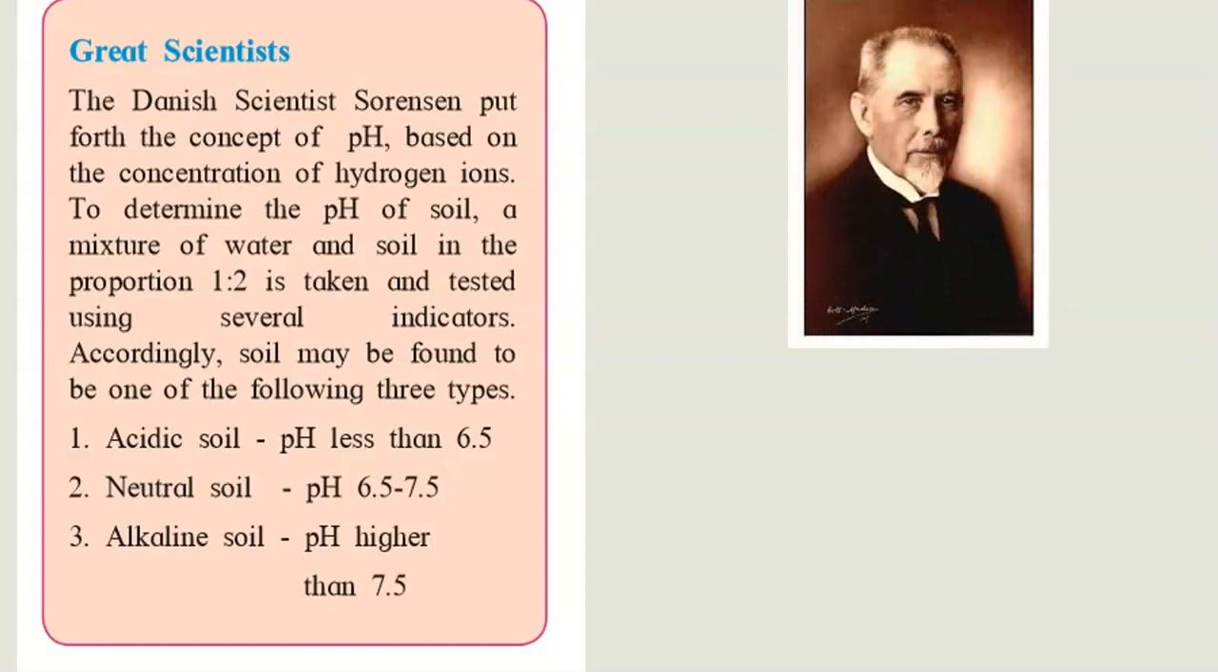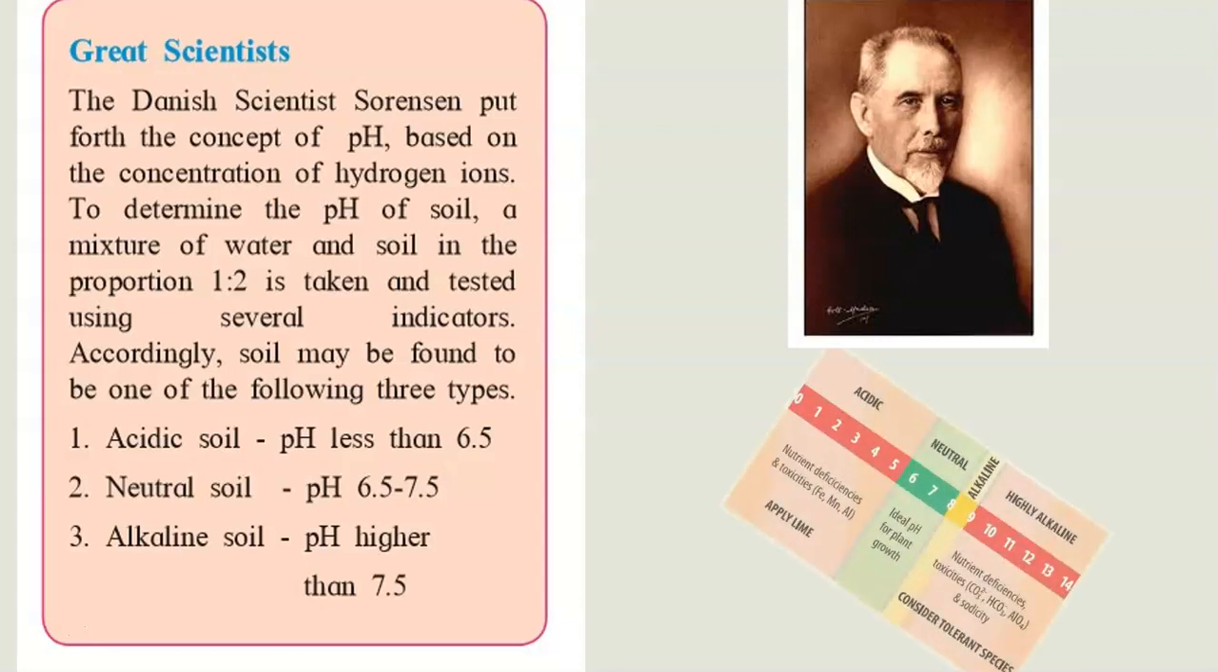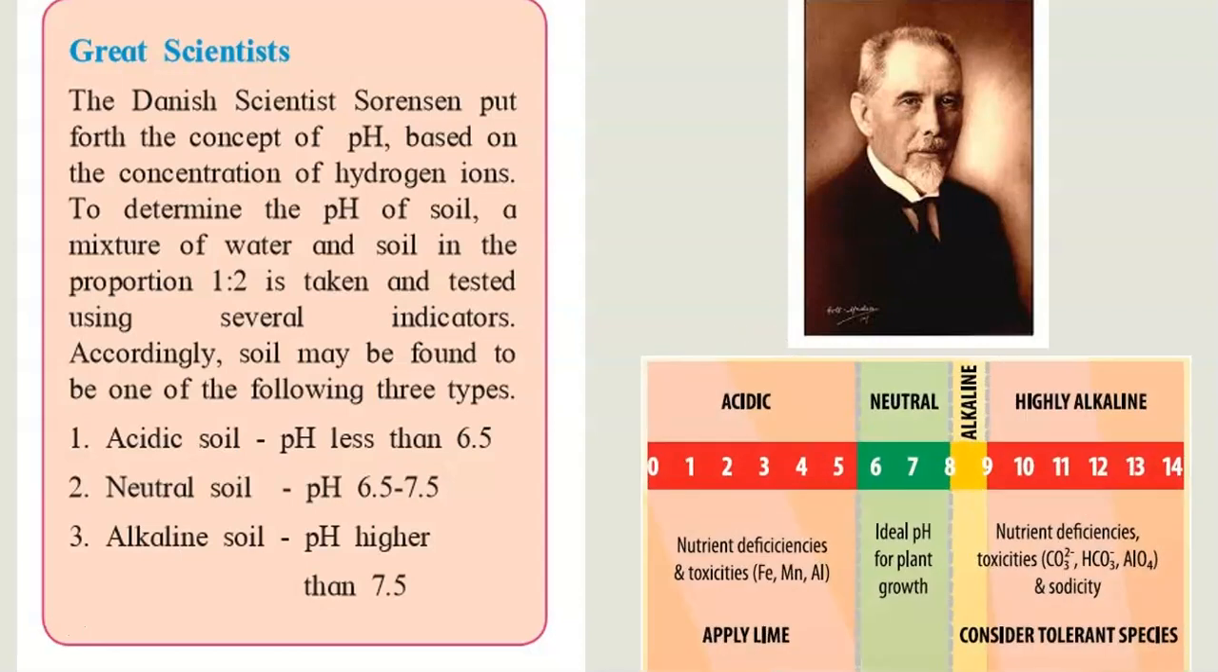This is a picture of the scientist Sorensen, and this is how a pH scale looks. If you see, they have shown that in between, around 5.5, below that it is shown as acidic, and above 9 it is shown as highly alkaline, and in between it is shown as neutral. Between 8 and 9 also they have said that it is alkaline. So neutral soil, my dear students, is the ideal pH for plant growth.